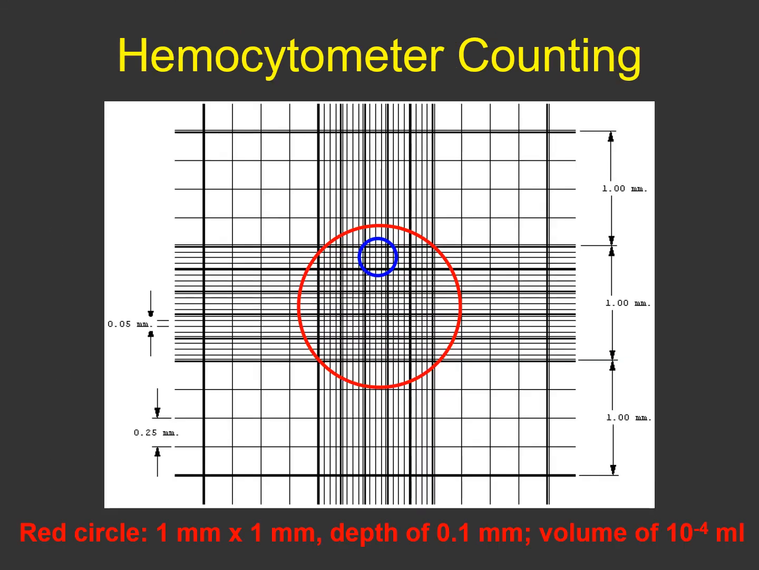One does it by putting cells on this grid pattern. If you look in the center, there is a set of boxes outlined by the red circle. That set of boxes, or any set of boxes that parallels it on any of those sides, is of a very specific size. Each side of that box is 1 millimeter, and when the cover slip is on, there's a depth of 0.1 millimeter, which makes a volume of 10 to the 4th mils in that area. So one can count the number of cells in that area, and that is the number of cells in 10 to the 4th mils of the media solution that you've added to this hemocytometer.